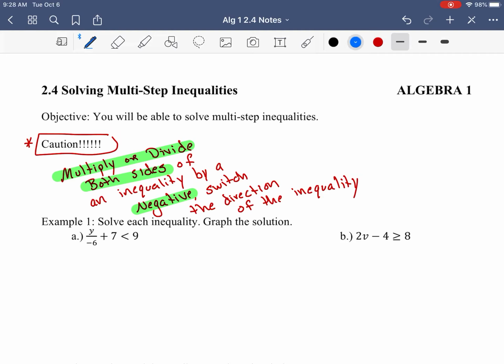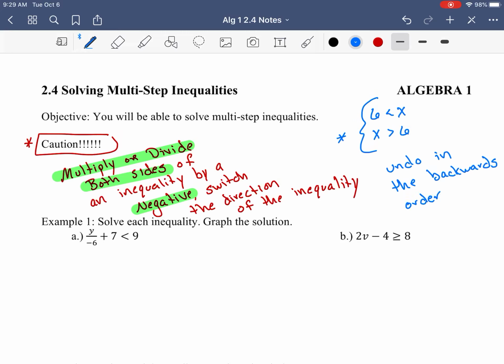Another really common error is switching the side of the variable. For example, if I have 6 is less than x, but I want x to be on the other side, I have to switch the direction of the inequality. So we can't forget that bit as well. And again, you have to undo in backwards order. That's also another very common mistake in solving multi-step equations in general.